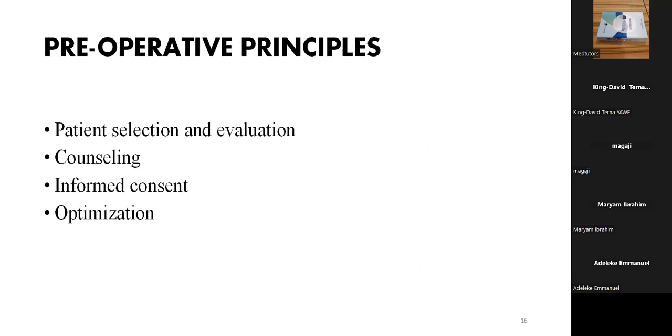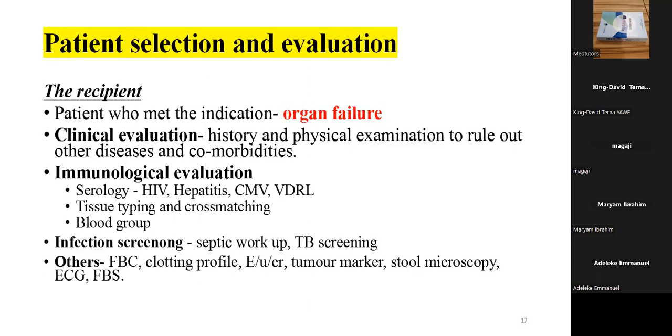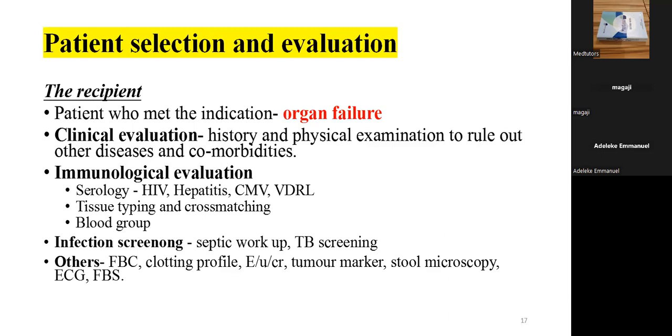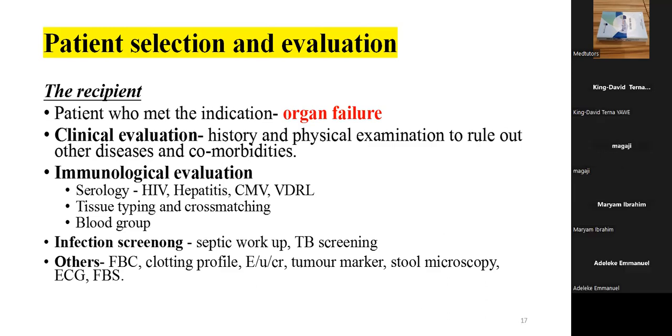So we now go into the preoperative principles, which entail patient selection and evaluation, patient counseling, as well as donor counseling, informed consent from both the donor and the recipient, and then optimization. So, patient selection and evaluation. For the recipients, number one is to have an indication. The patient must meet an indication for the transplant. That is, there must be organ failure.